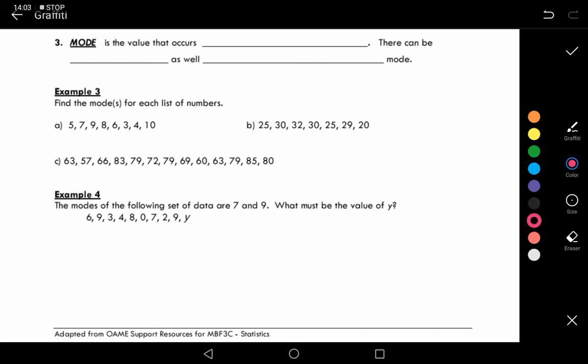Mode is the value that occurs the most often. There can be no mode, as well as more than one mode. So we can have no mode at all, we can have one mode, or we can have multiple modes. It depends how often numbers come up, right?